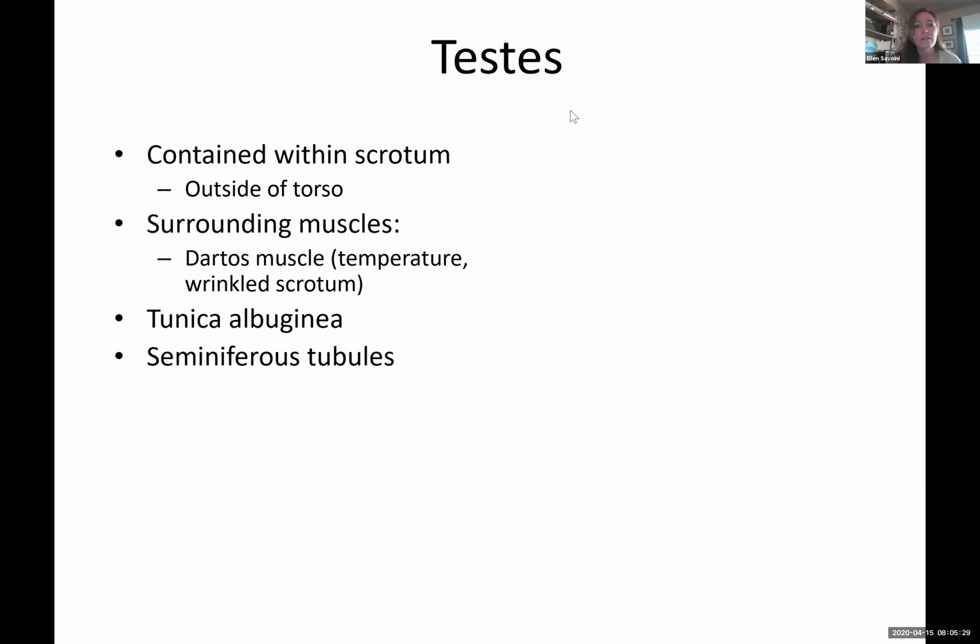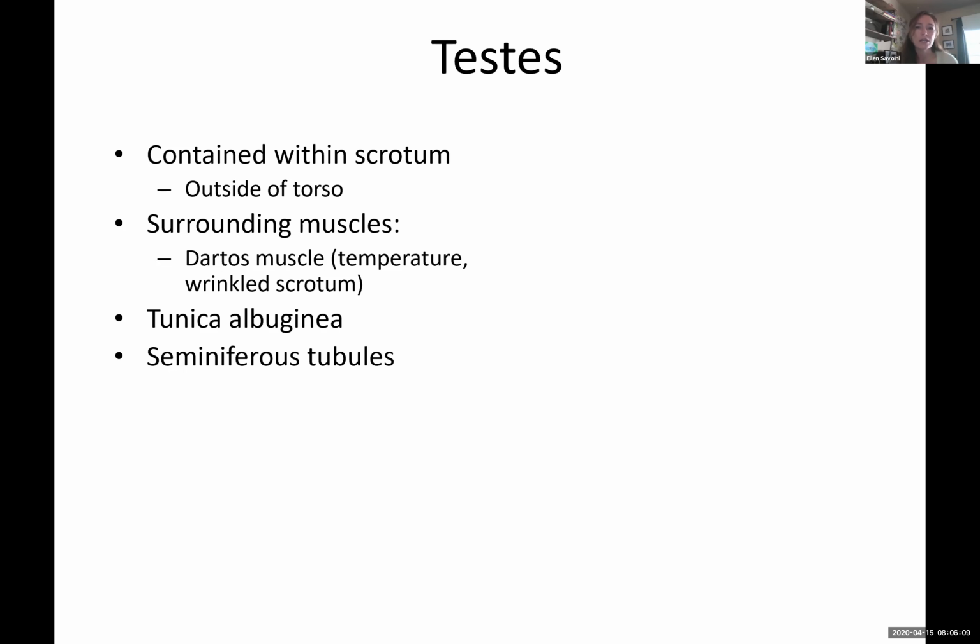So as far as what we have here is the testes. Obviously the testes or testicles are located outside of the body. They're within the scrotum, outside the torso, because the temperature for creating sperm needs to be slightly lower than body temperature. Not a lot lower, but just slightly lower. So there are surrounding muscles right under the skin, known as the dartos muscle. There's several of them, but the dartos is the only one that we'll mention here. And that's actually what gives the skin a more wrinkled appearance. Its role is to maintain a temperature balance for the testes.